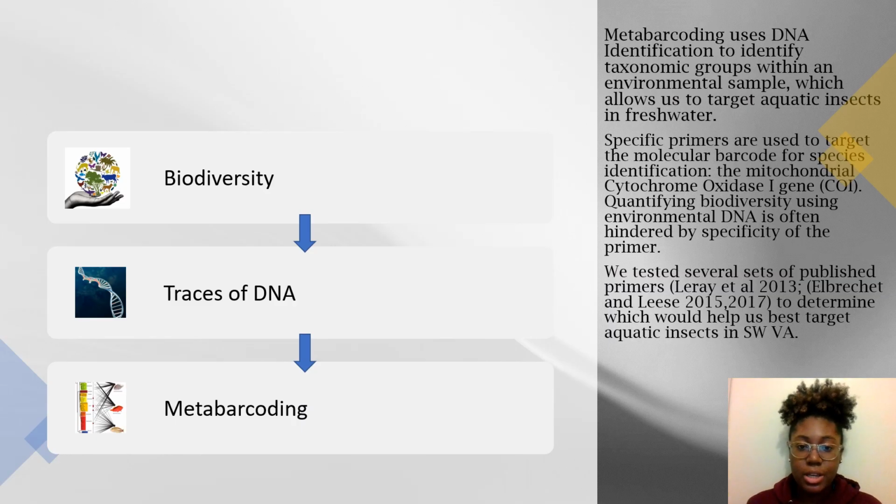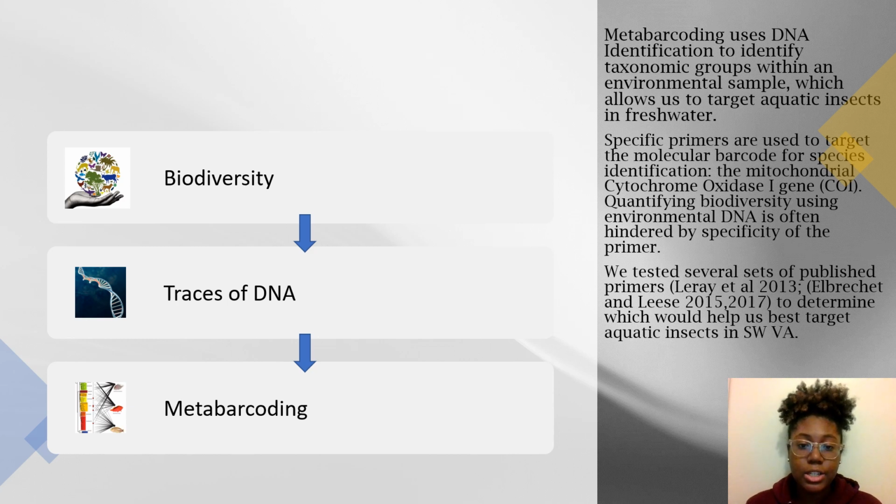Biodiversity refers to the variety of life that is present on Earth and can specifically be applied to an ecosystem. Within these specific ecosystems, all species leave traces of their DNA within the environment, and that DNA can then be used to identify what species are present. That process is called metabarcoding. Metabarcoding uses DNA to identify taxonomic groups, thus allowing us to target freshwater aquatic insects.